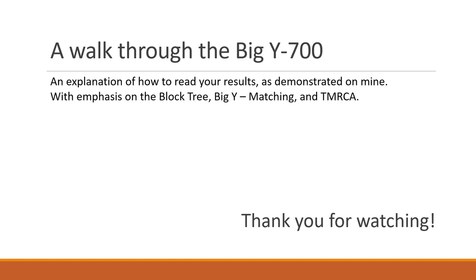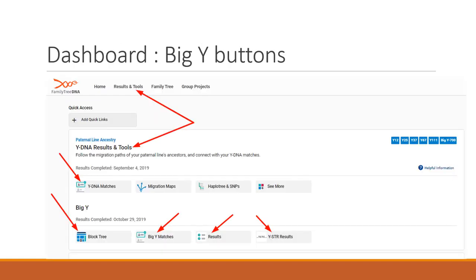Thank you for watching. And just briefly, these are the relevant buttons on the dashboard. You can either go to Results and Tools or on the dashboard itself, the YDNA Results and Tools section. There's the YSTR markers under Matching under DNA Matches, the block tree, the Big Y Matches, the Big Y Results page for SNPs, and the YSTR Results.